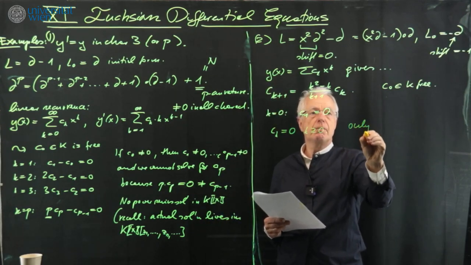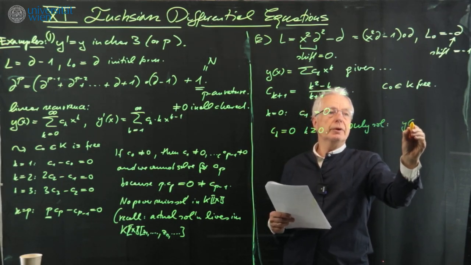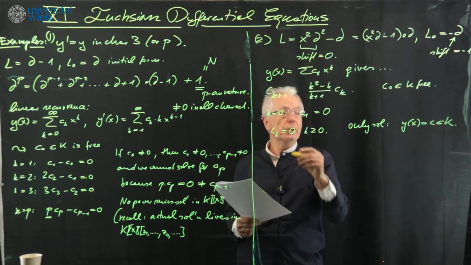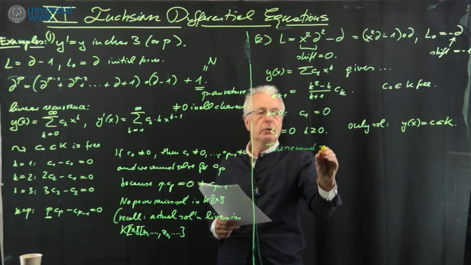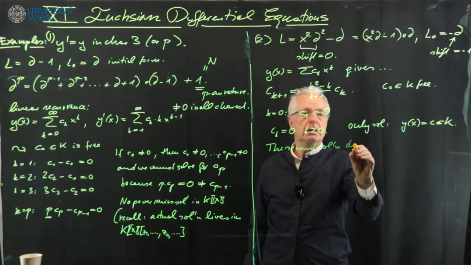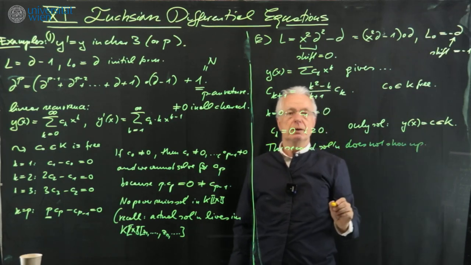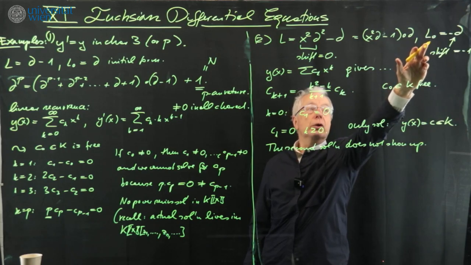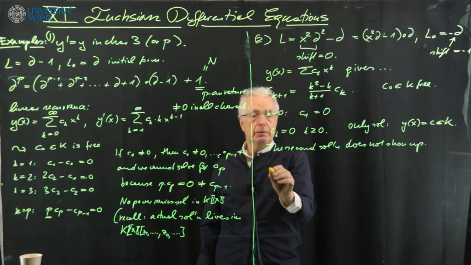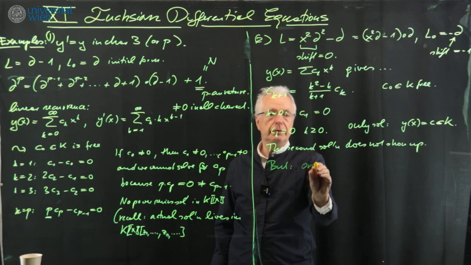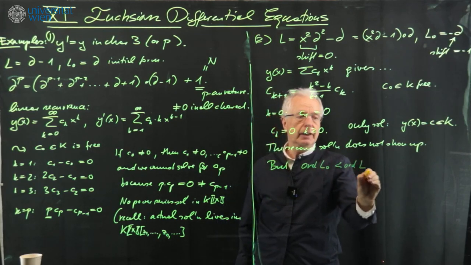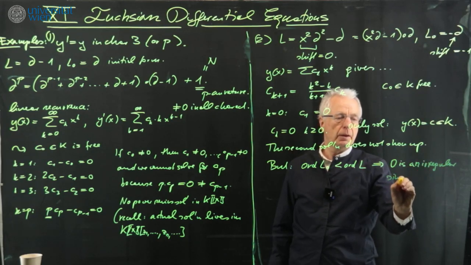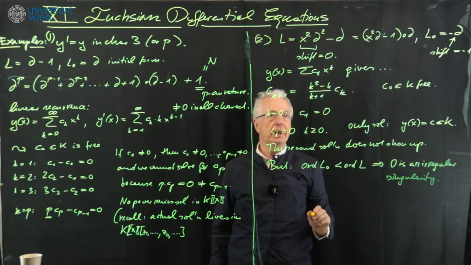So the only solution is the constant y of x equals c in k, which is, of course, a solution. But the second one, you don't see it. As you have order 2, the second solution, which exists by the general theory, does not show up. So why is this the case? Just because the initial form has order 1, whereas the operator has order 2. So the order of L0 is less than the order of L, which implies that 0 is an irregular singularity, in which case you don't get any other power series solution.